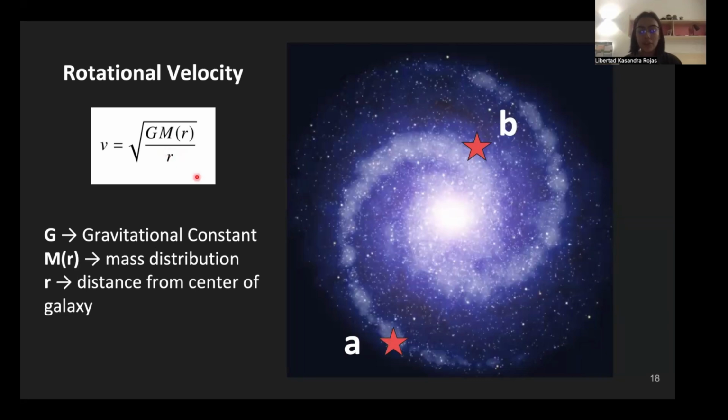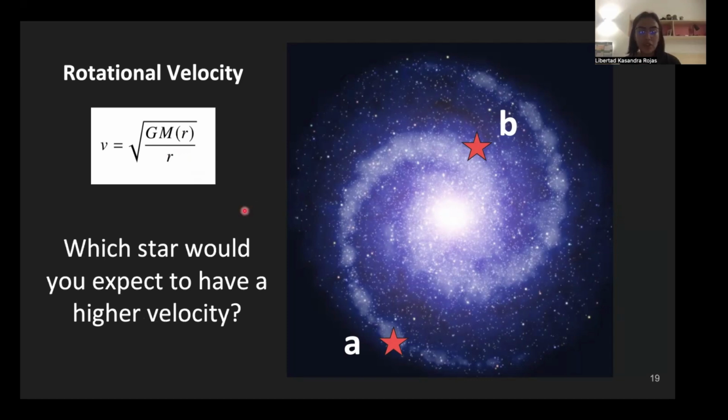And with that intuition, I'll ask you to answer these questions. Which star would you expect to have a higher velocity, so a higher rotational velocity? Do you think if you're closer to the center of the galaxy, you should be going faster, or if you're farther away, you should be going faster, based on the formula here? So I have launched a poll looking at the equation for rotational velocity. Which star would you expect to have a higher velocity? The hint is to look at the relationship between the velocity, the radius, and the mass.